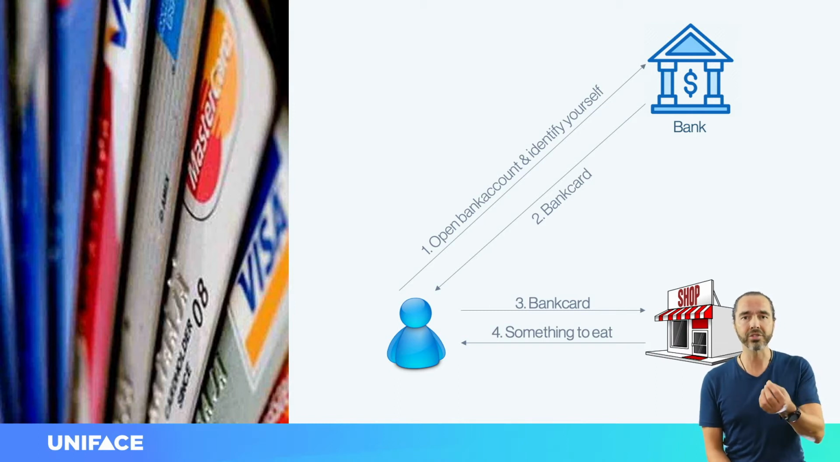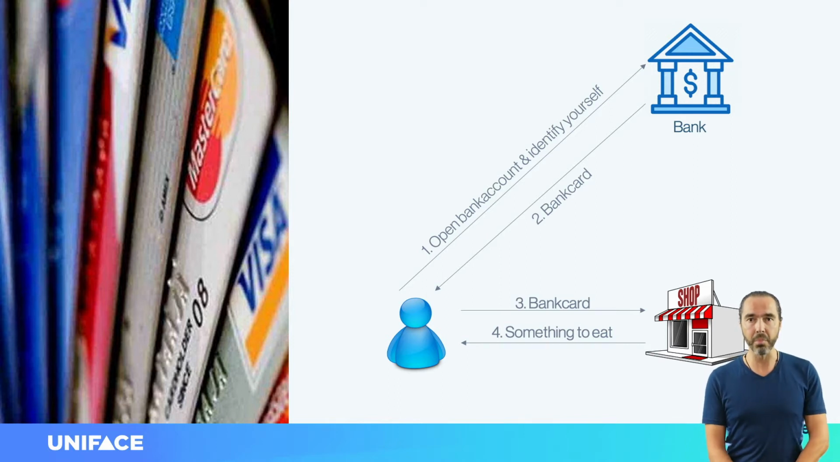He or she will trust the bank card you're showing, because the bank card is evidence of trust, of your identity. That's because you went to a bank first, you identified yourself, you opened a bank account, you put some money on your account, and they gave you this bank card. And with the bank card you can pay everywhere in the world. You go to an ATM and get cash out of the wall.